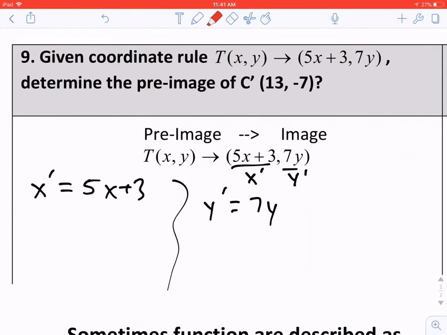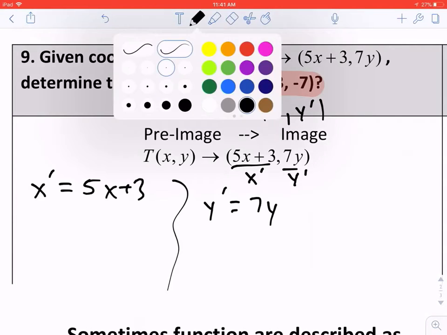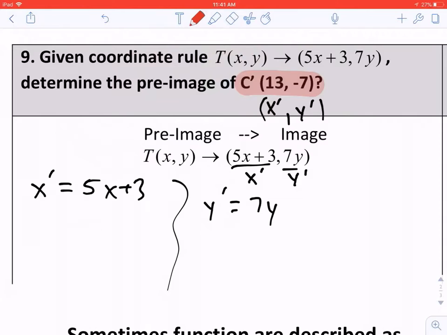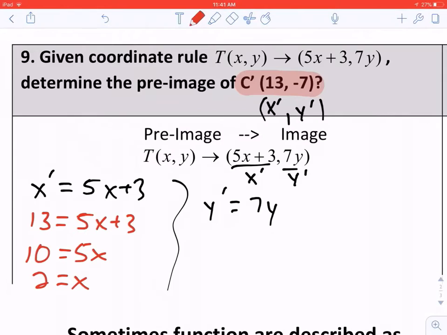Now how this is different, we are given the image, the output. The output is 13 and negative 7. This is x prime and y prime. So when we substitute into our equations, we have to put that in the proper place. X prime is 13. Solving the equation for x, we're going to subtract 3 from both sides. We're going to divide both sides by 5, and we get x is 2. X being the preimage, the input. So where we would have started before using this transformational rule.